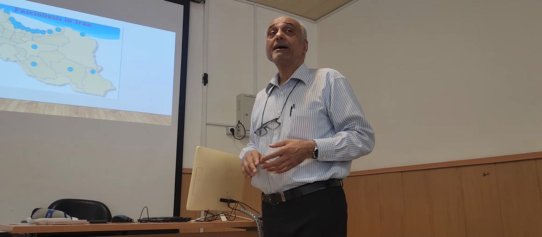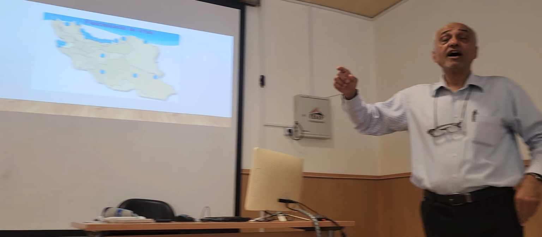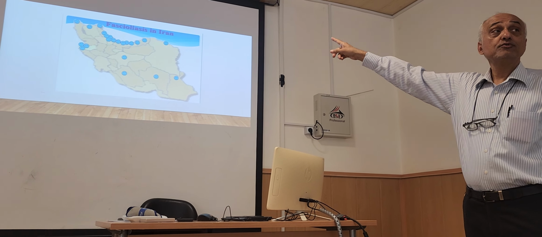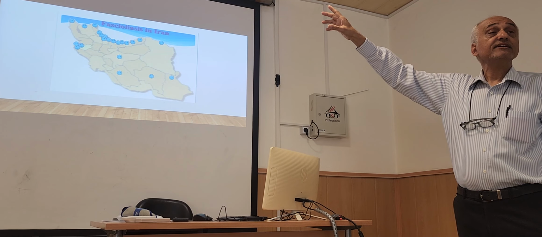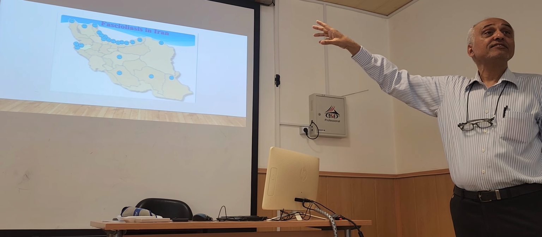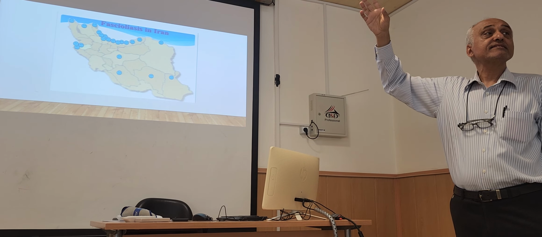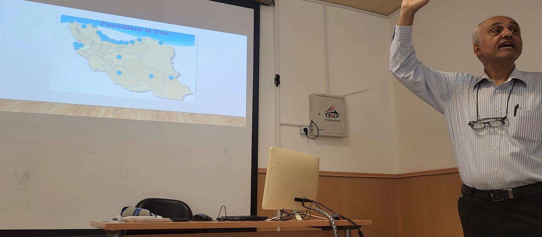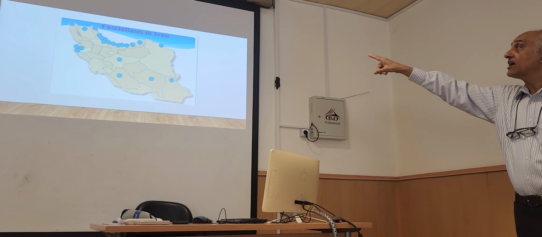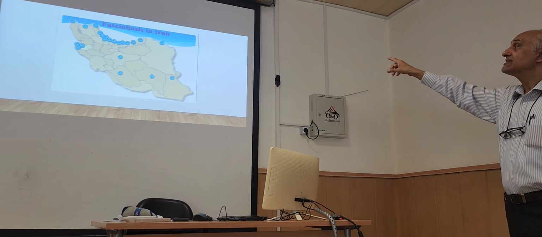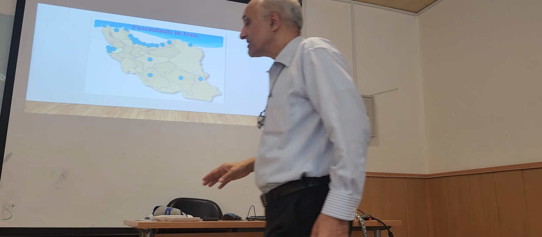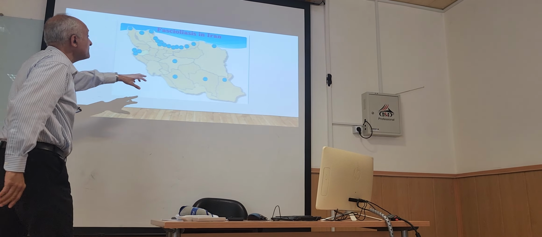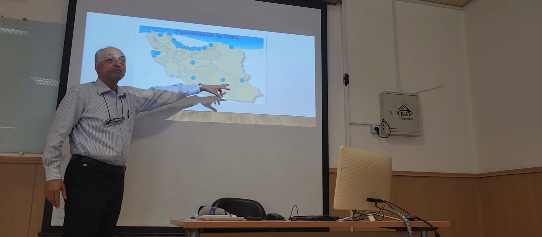This is the map of Iran, and I decided to show you the very endemic areas in Iran that we witnessed during three decades ago till now. Gilan province, Mazandaran province, and we can find it in some other places, but very sporadically.